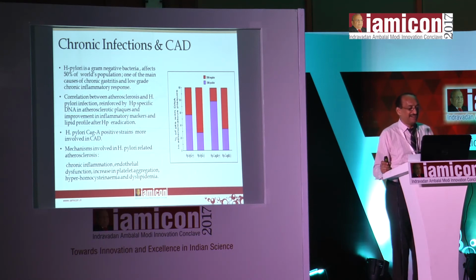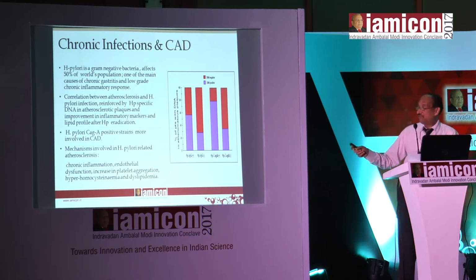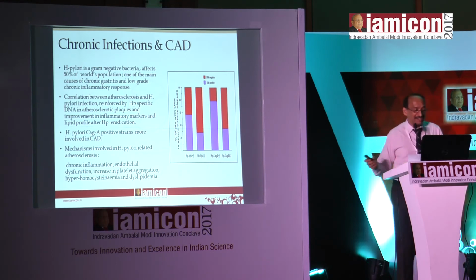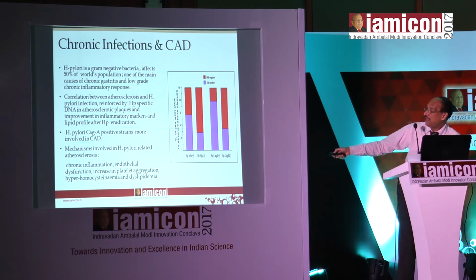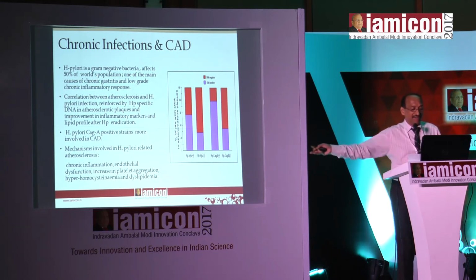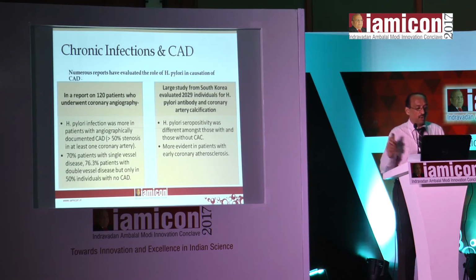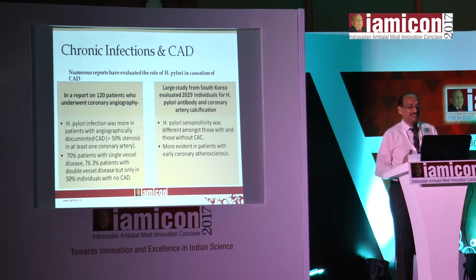pylori infection. CagA positive strains, which are virulent, are more involved in coronary artery disease, and the mechanisms of H. pylori related atherosclerosis are chronic inflammation, endothelial dysfunction, increase in platelet aggregation, hyperhomocysteinemia and dyslipidemia. All these have been invoked here, and numerous reports have found the role of H. pylori in the causation of coronary artery disease.